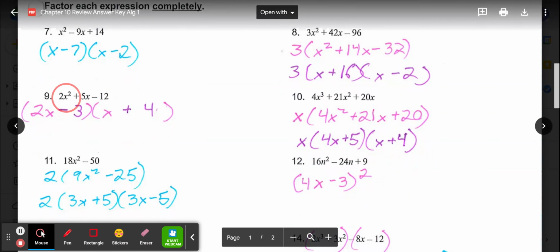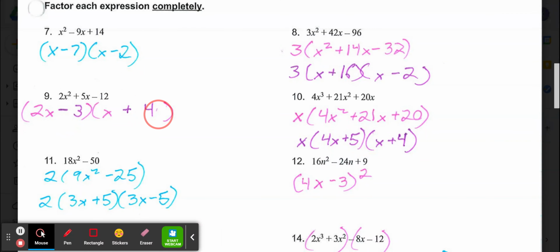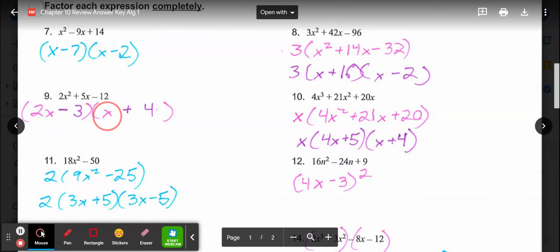With 9, we have 2x squared plus 5x minus 12. So I know my binomials, one will start with 2x, the other with x. Then I need something to multiply to be negative 12 and add to be 5x. Well, a 4 and a 3 multiply to be 12. 2x times 4 is positive 8x. Negative 3 times x is minus 3x. So 8x minus 3x would give me the 5x I need in the middle. So we have 2x minus 3 times x plus 4.